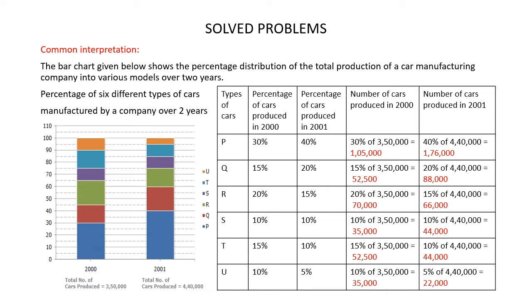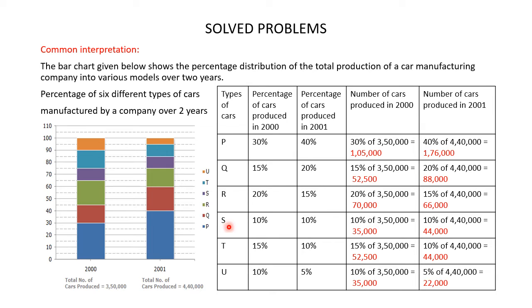Similarly, we know that 15% of Q-type cars were produced in the year 2000. So 15% of 3,50,000 is 52,500. This means that 52,500 Q-type of cars were produced in the year 2000. So R-type is 20%. So 20% of 3,50,000 is 70,000. This means 70,000 R type of cars were produced in 2000.